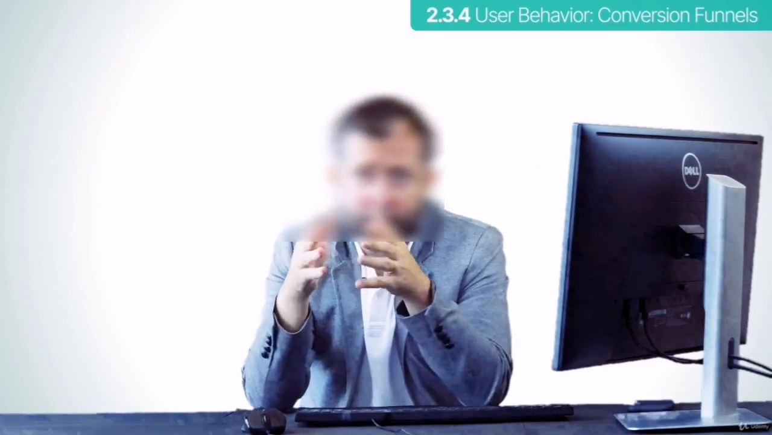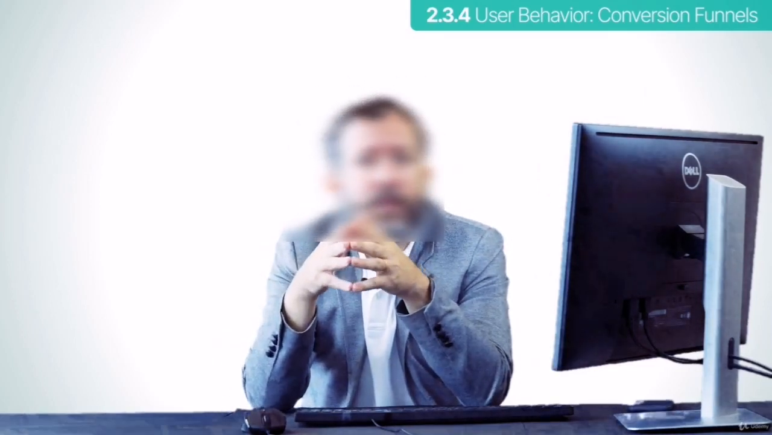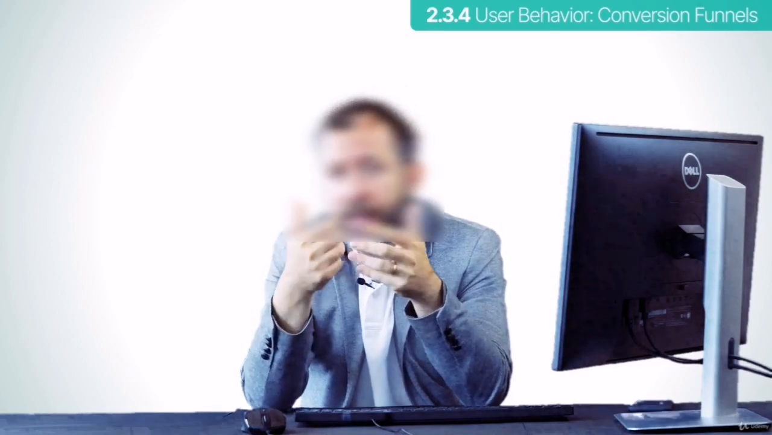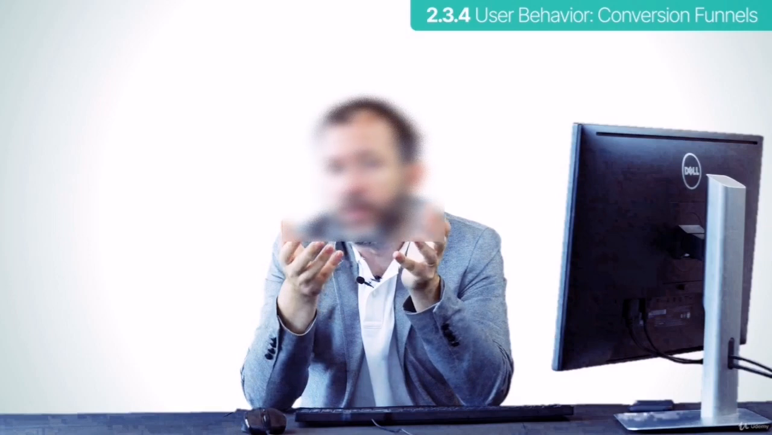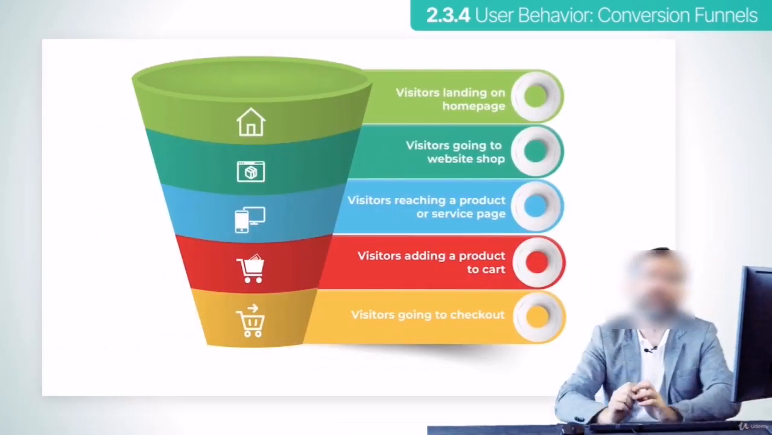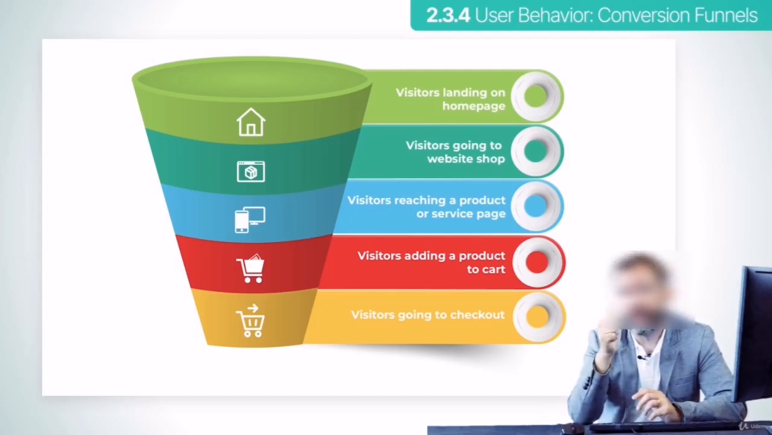Before using the conversion funnel tool, you will need to think about how to set it up, according to the path your users would commonly take on your website in order to reach a conversion. A simple example would look like this. This one consists of 5 steps. Visitors landing on the homepage. That's where we start, the first step.